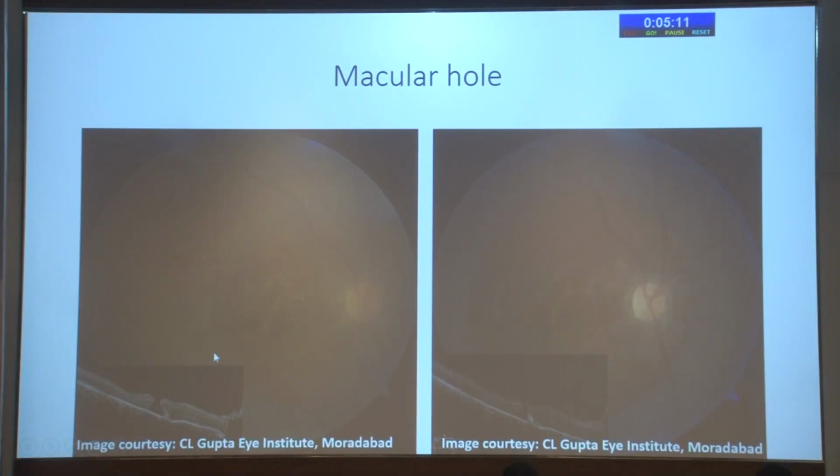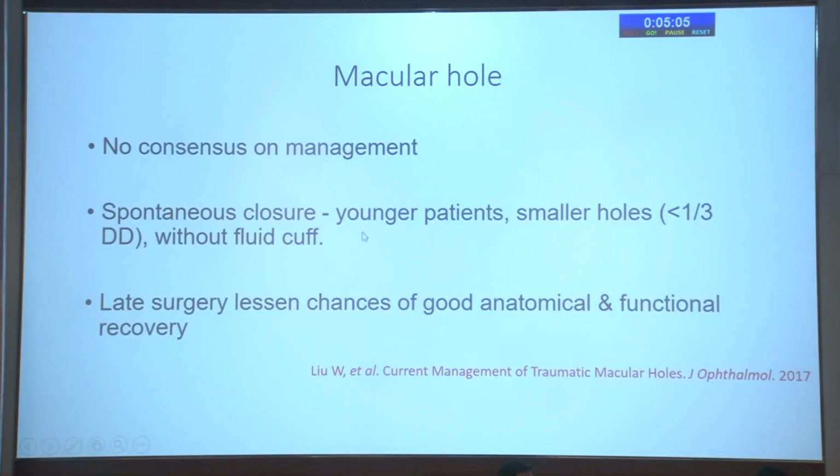So this is a case of a macular hole followed up for about 2 months. The patient did not consent for surgery. So there is no consensus on the management. Some say there can be a spontaneous closure, especially if the patient is young, if it's a small hole and does not have a vitreous cuff. Late surgery lessens the chances of good anatomical and functional recovery.